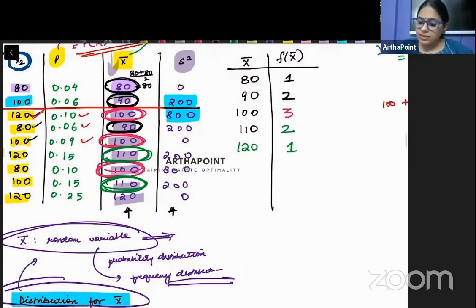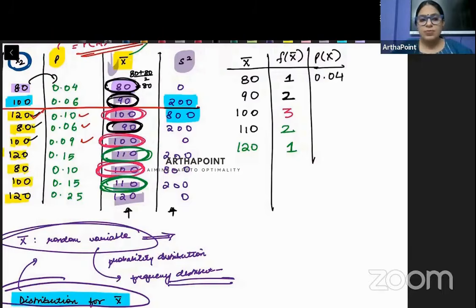Now, you need to multiply this frequency with the corresponding probabilities. What has been the probability of 80? The probability of 80 has been 0.04. What has been the probability of 90? It has been 0.06. The probability of 100 has been 0.10. The probability of 110 has been 0.15. And the probability of 120 has been 0.25. Am I clear with it?